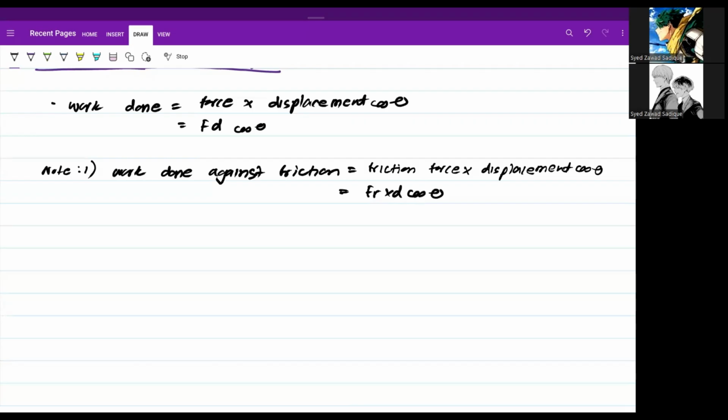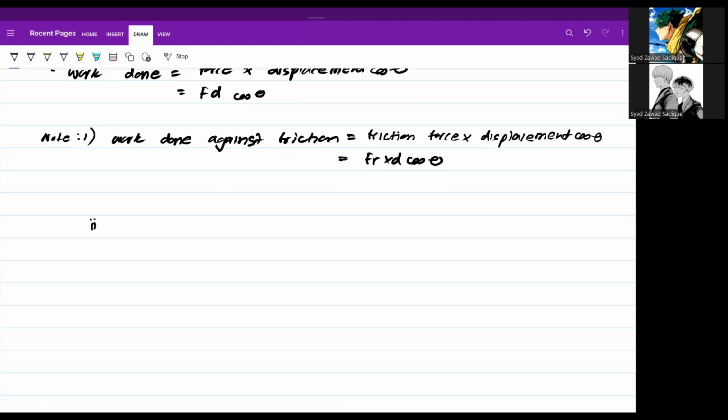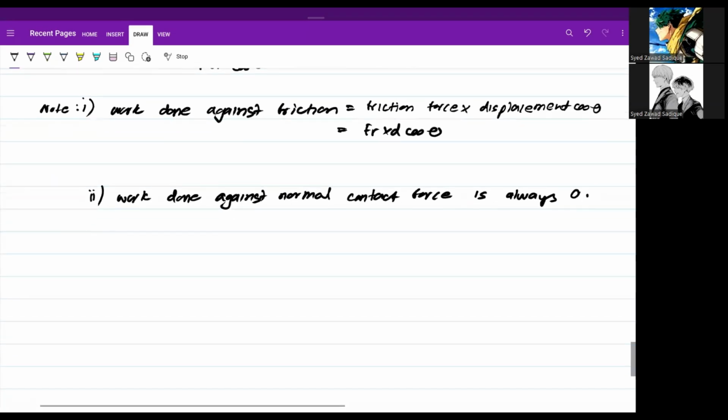And number two would be, work done against normal contact force is always zero. I did not need to mention point number one, but since I did mention point number two, I wanted to clear it apart. But it's pretty obvious because you guys are smart. You guys should know this.